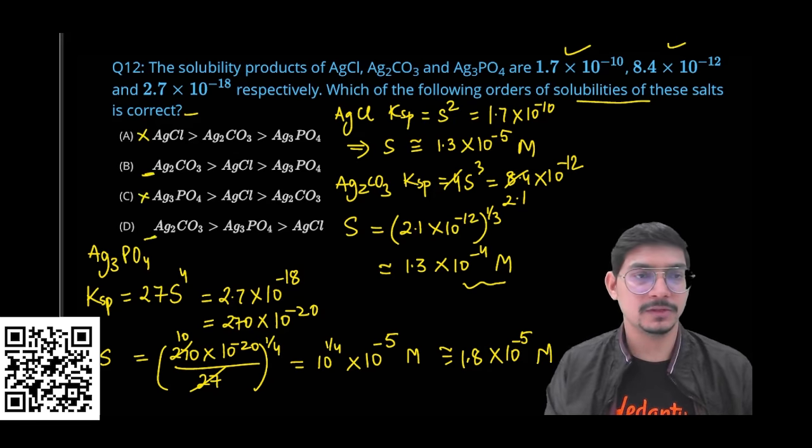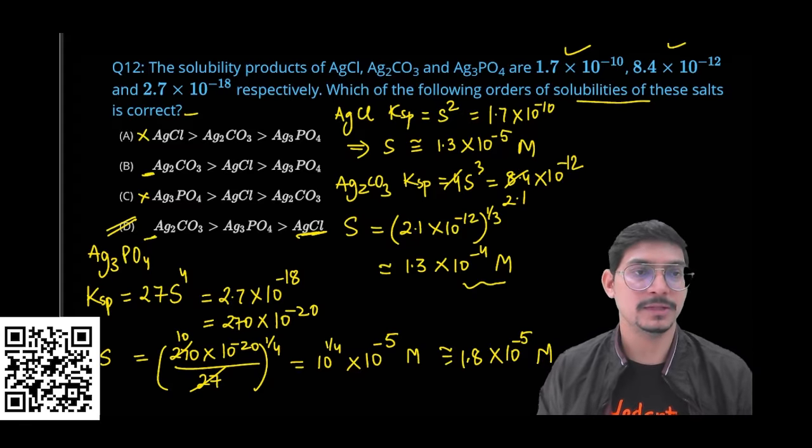Out of that, for silver chloride and silver phosphate, the solubilities respectively are 1.3 into 10 to the minus 5 and 1.8 into 10 to the minus 5, which means that silver phosphate is a little bit more soluble than silver chloride. Silver chloride has the least solubility. So we can tell that option D is the correct answer because only in option D, AgCl is at the last. So that is the correct answer.